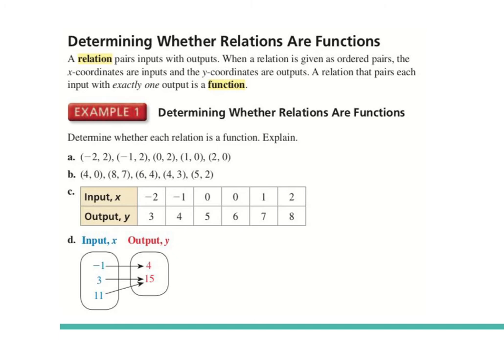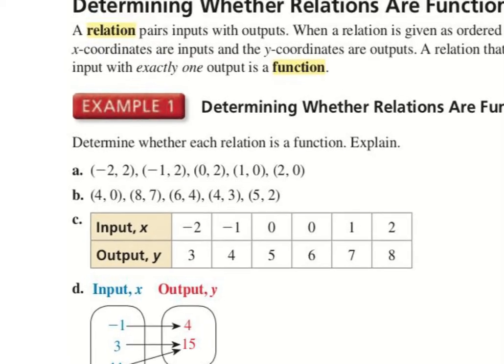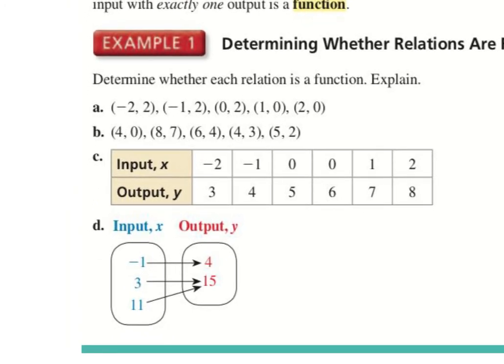So if we take a look at A, B, C, and D, A has a collection of points. It says negative 2, 2, negative 1, 2, 0, 2, 1, 0, and 2, 0. And it wants us to determine whether that relationship is a function. How we determine that is we have to look only at the inputs. Negative 2, negative 1, 0, 1, and 2. As long as each input is not being used twice. So as long as each input is being used only once, you've got a function. In this case, we have a function.